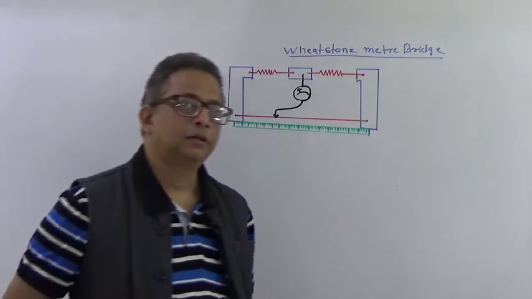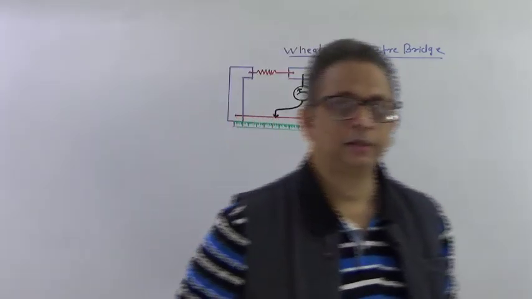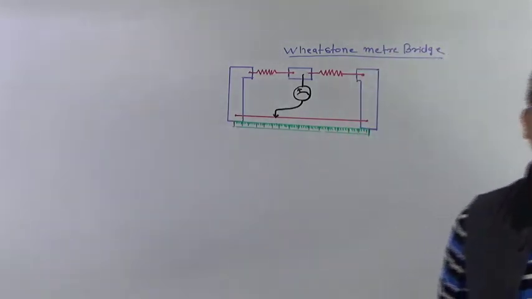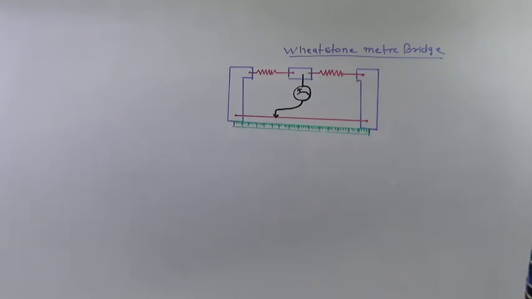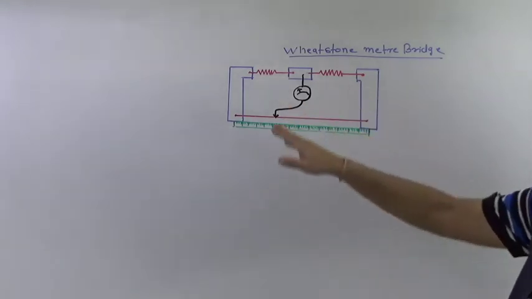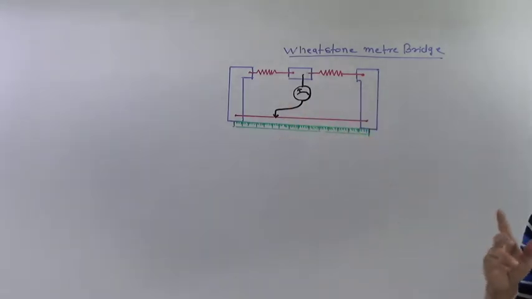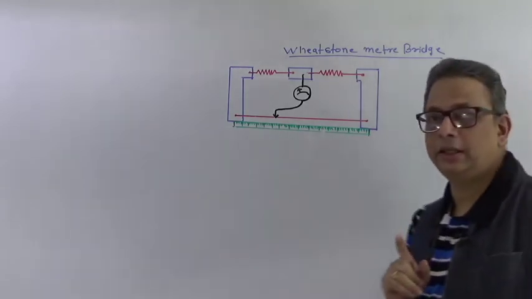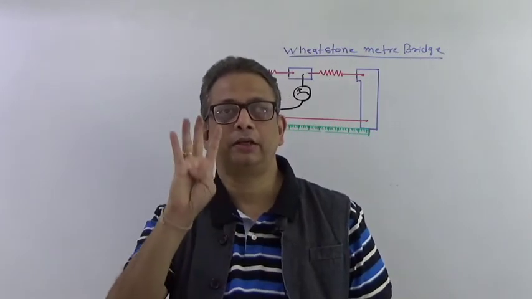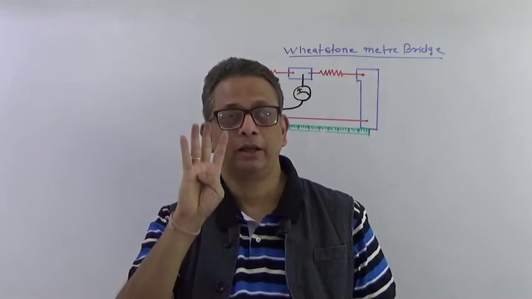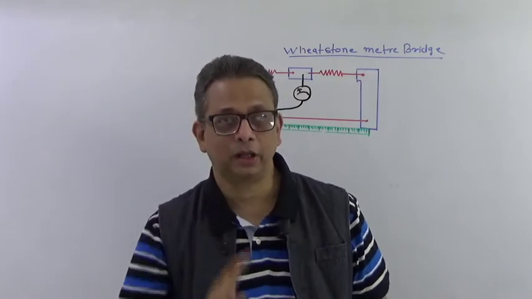Well, so what we have over here is called a Wheatstone meter bridge. What do you see in this Wheatstone meter bridge? This is an arrangement of the same Wheatstone bridge which we discussed in our last session, in which there were 4 resistances in 4 different arms.